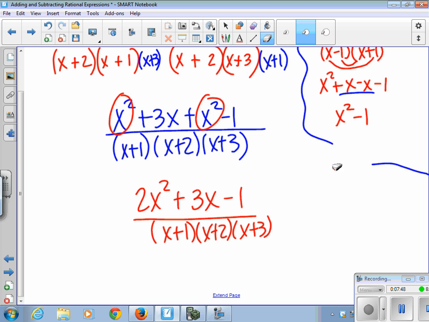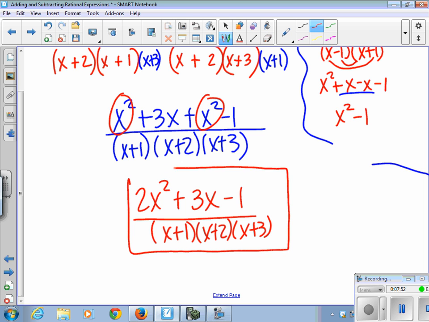So if it's not going to factor, then my final answer is going to be this. But we always need to try to see if this will factor and cancel. Okay, it won't, so this is my final answer.